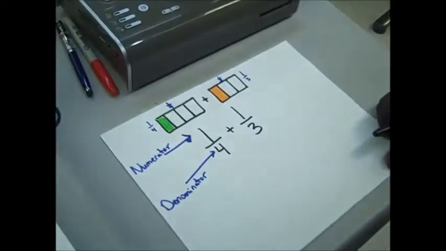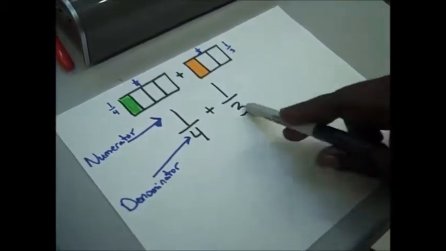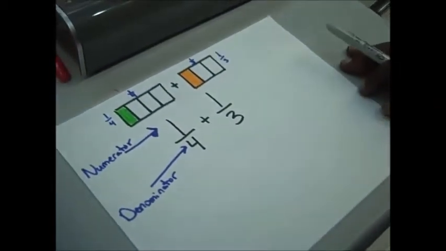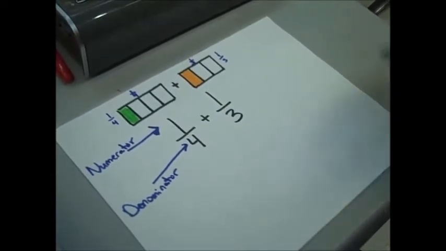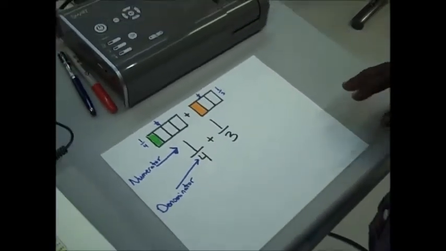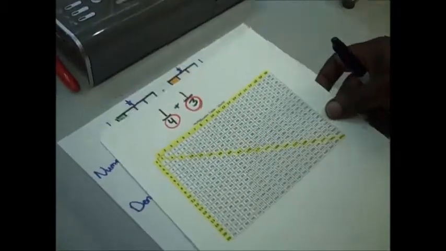So now here's the right one. For our example, we have 1/4 plus 1/3. As you can see, the denominators are not the same, so we cannot add these fractions yet. We have to find a common denominator. So that's when we pull out our multiplication chart.